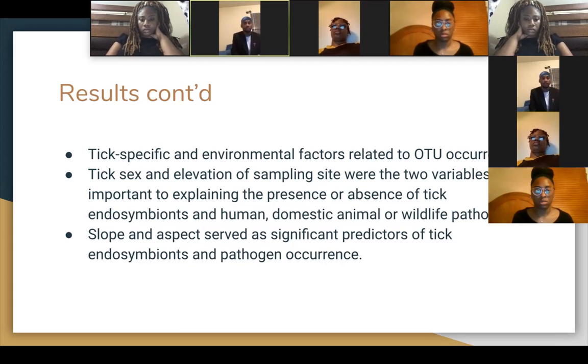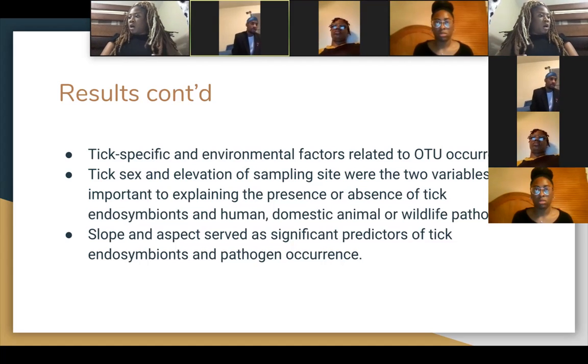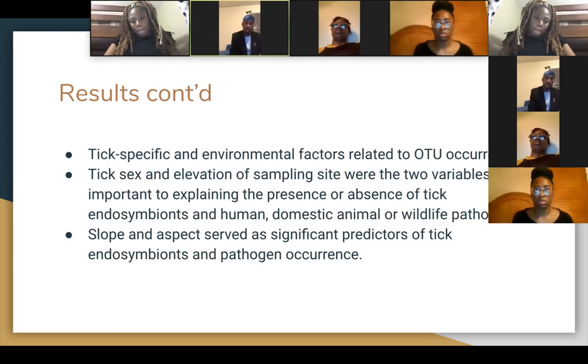Slope and aspect served as significant predictors of tick endosymbionts and pathogen occurrence, such as ticks from sites facing northwards had a higher probability of harboring Spiroplasma and B. afzelii pathogens. Another thing was that ticks from sites with steeper slopes had a higher chance of harboring Rickettsia sp. Another factor, tick abundance, was accounted for.